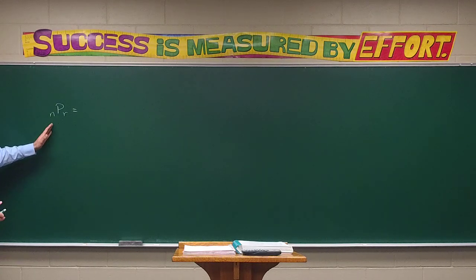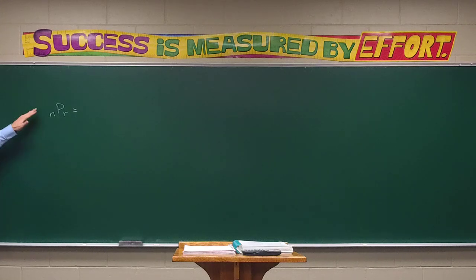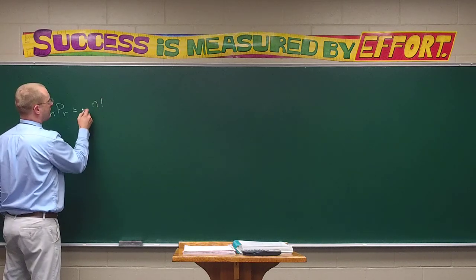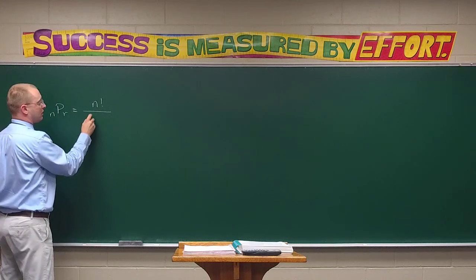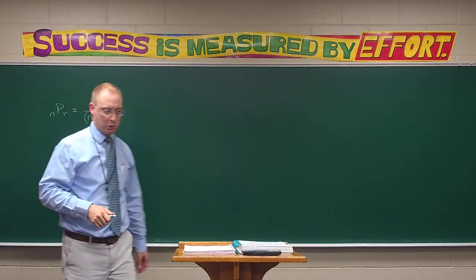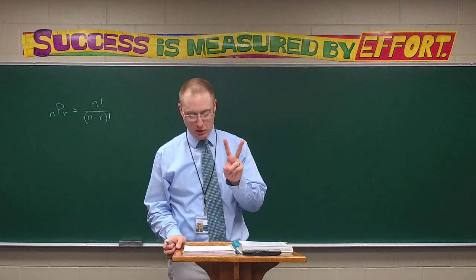So 6 was the number, and then R would be how many people are choosing. In this case, in Kendall and Genesis's class, the R would be 2. What's the formula for a permutation that we were using last night as we did the homework? Michael? N factorial over N minus R factorial. Good. And again, this is what we'd use when values cannot be repeated and the order makes a difference.